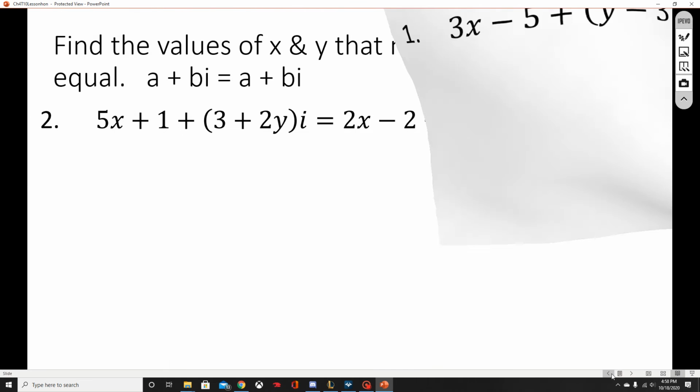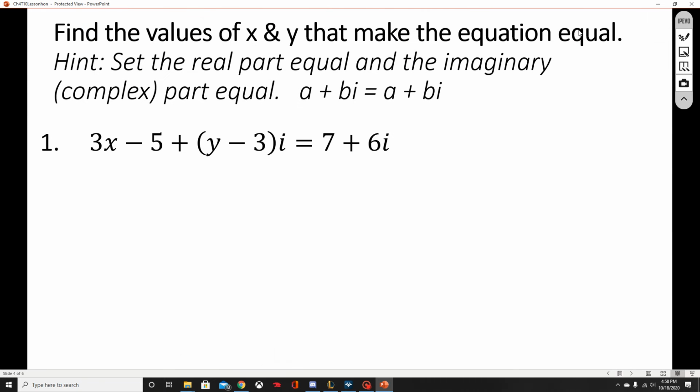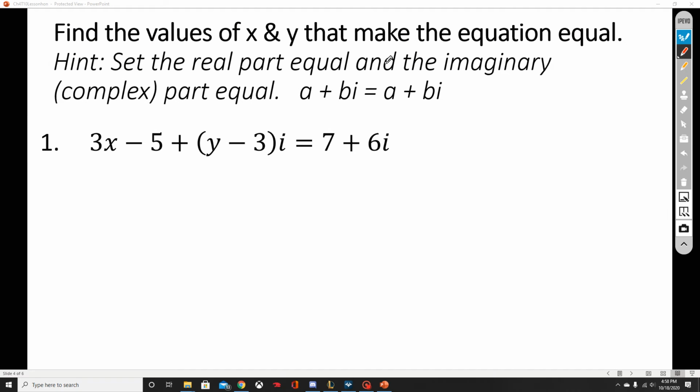What about if you have, this is something a little bit more complicated, find the values of x and y that make the equation equal. Hint, set the real part equal and the imaginary part equal. A plus bi equals a plus bi. Alright, so we have 3x minus 5 plus y minus 3i equals 7 plus 6i.